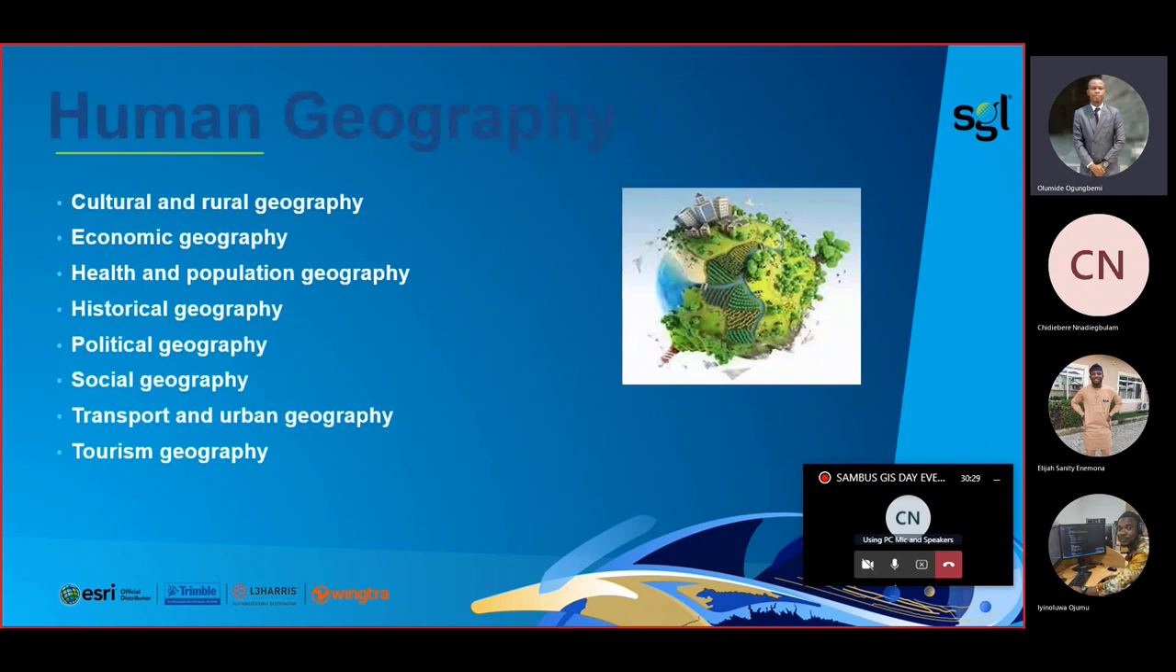So going to human geography, the physical is basically the natural that you can see, while the human is us being involved in this aspect of geography. Like I see on my screen, we have the cultural, the economic, the health, the political, transport, tourism, different areas in human geography.